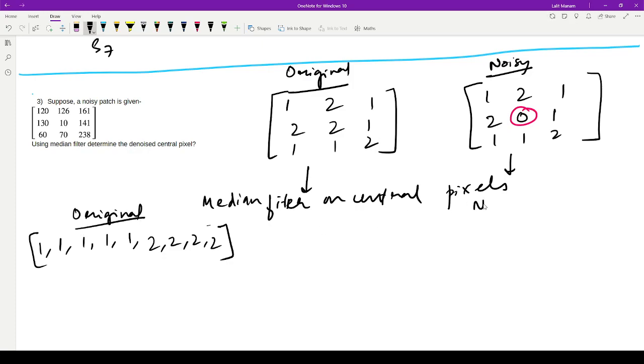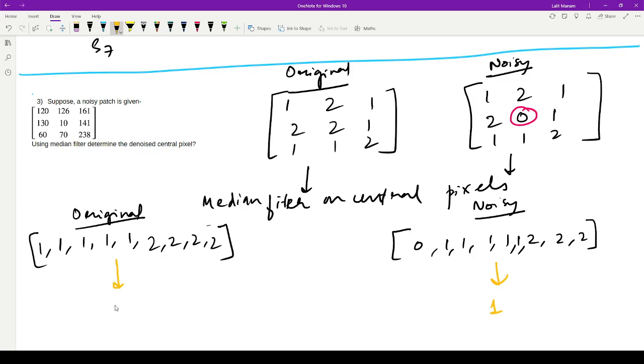What about the noisy one? It starts with 0, 4 ones, 4 twos, right? Oh, 3 twos. Oh, there are 5 ones. Fine. So if I apply the median filter on the noisy image, what does it give me? The central pixel will change to 1. Here the central pixel will change to 1 as well.